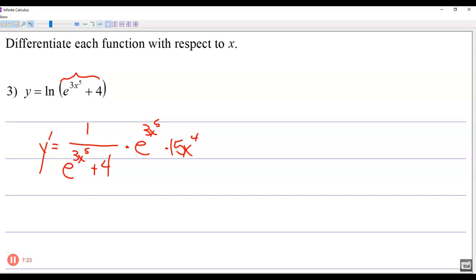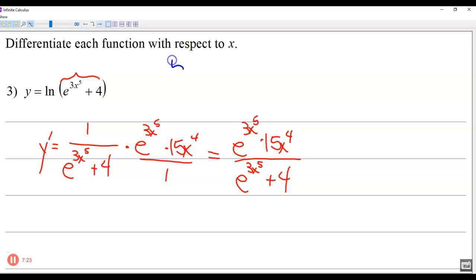I just gotta write it so it's one top and one bottom. Like that's over 1. And I'm just gonna go e to the 3x to the 5th times 15x to the 4th over e to the 3x to the 5th plus 4. Can I cancel the e to the 3x to the 5th? Nah. That would be like if you tried to say 5 times 2 over 5 plus 8, and I could cancel the 5's. It's not okay.